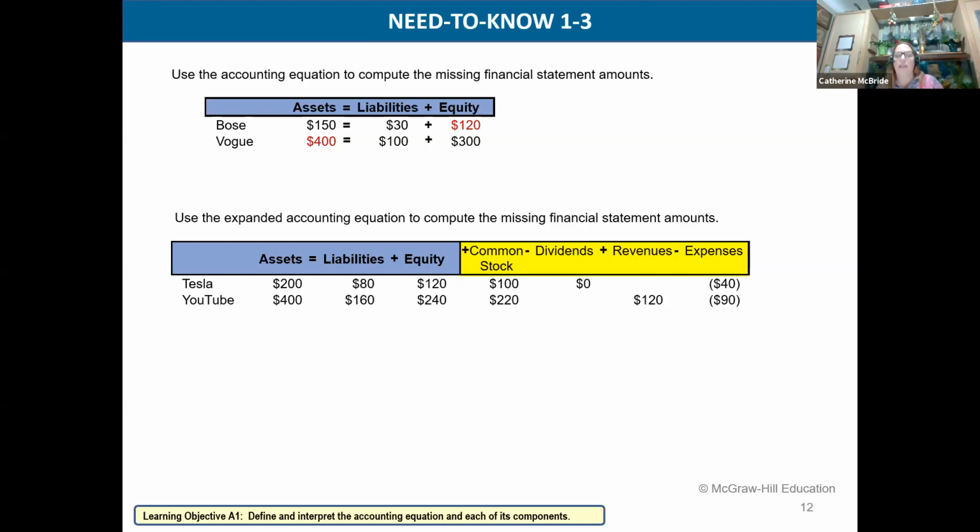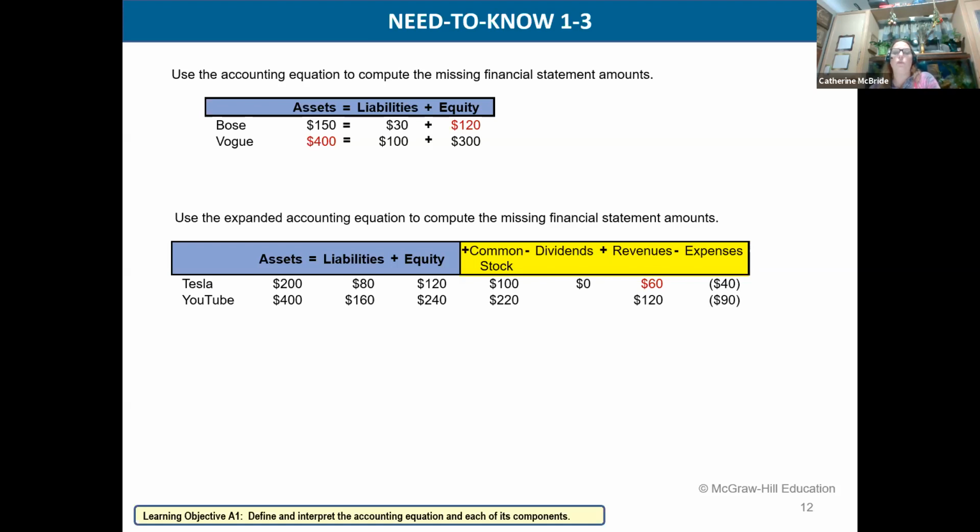But how much do I need? I need to have $120 in equity, but I only have 60. So how much should my revenue be? Hopefully you said $60 because now 100 plus 60 minus 40 is the 120.